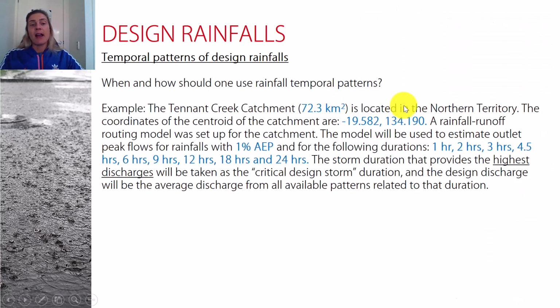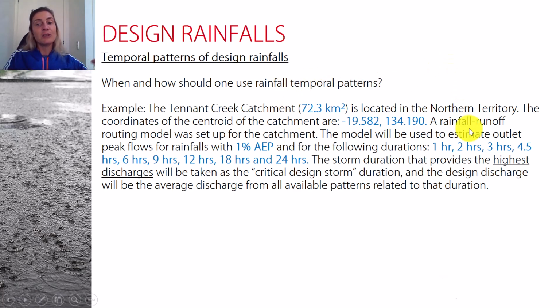Now, when and how should one use rainfall temporal patterns? I think it's better to explain this question by showing you this example. So let's consider a creek, which is located in the Northern Territory, and the catchment of this creek is 72.3 square kilometers. The coordinates of the centroid of the catchment are these ones. A rainfall runoff model was set up for the catchment. That means a model that transforms rainfall into runoff.